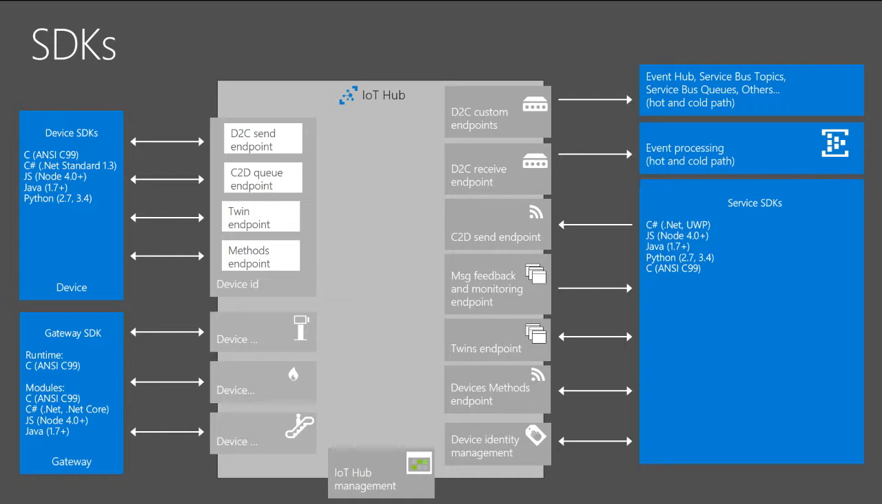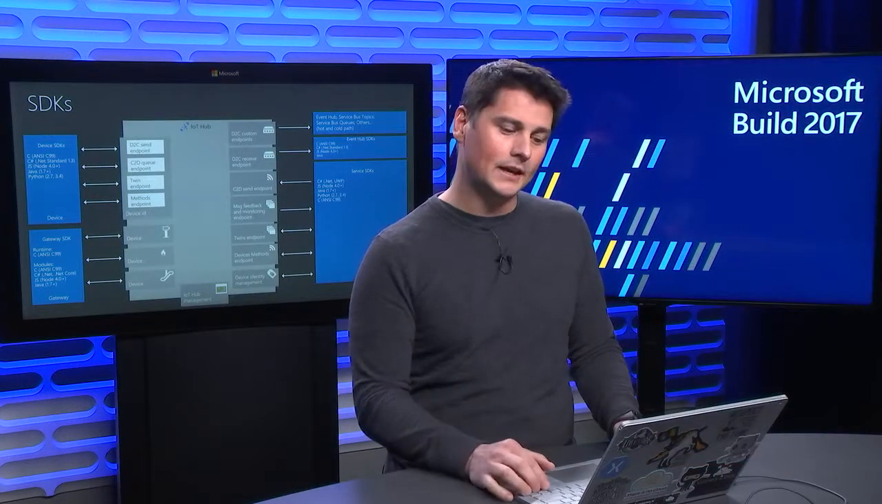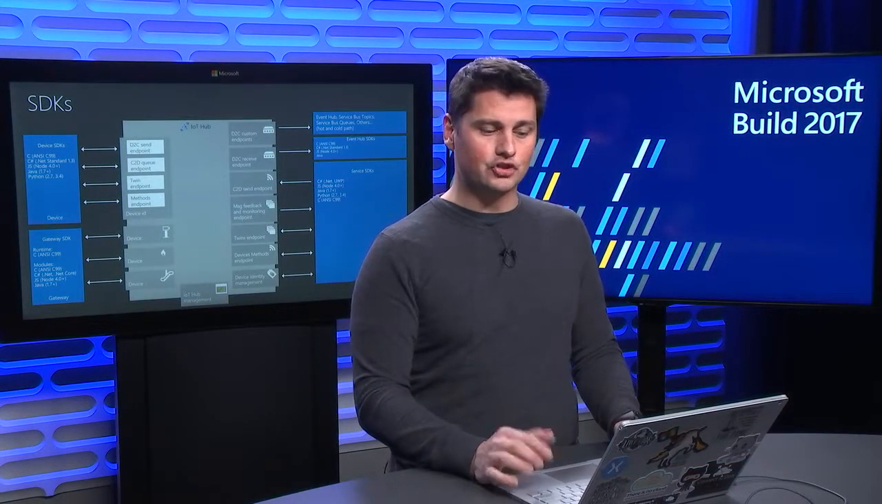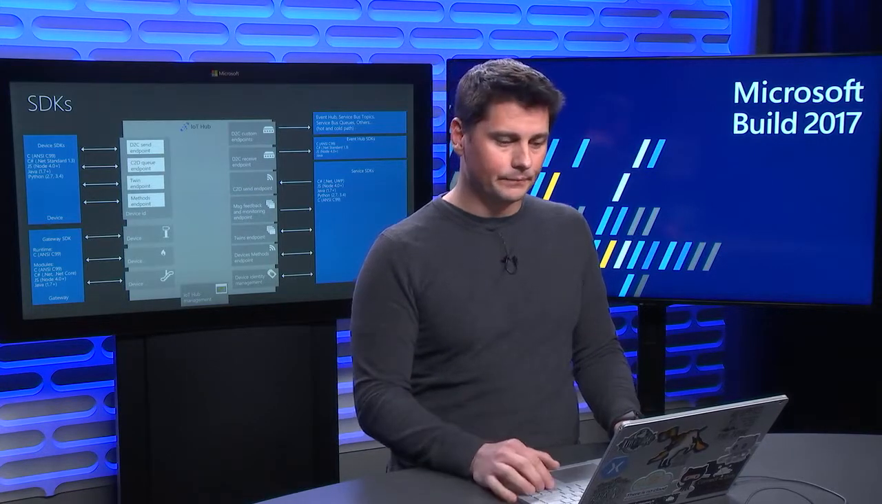When it comes to the event processing, how to retrieve real-time events from the Event Hub endpoint, you should use one of the Event Hub SDKs. There's one for C, one for C#, which is .NET Standard 1.3 once again, which means it can run on various .NET platforms, including .NET Core, Xamarin, and others. There's a JavaScript SDK for Event Hub and a Java SDK for Event Hub.